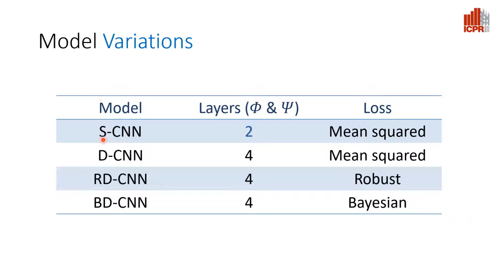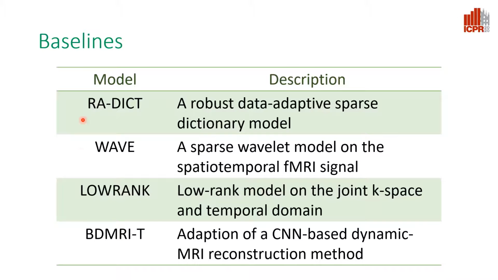We use four variations. First is SCNN, or the shallow CNN, which has two layers in both phi and psi and uses mean square error. DCNN, or the deep CNN, has 4 layers instead of 2. RDCNN, or the robust deep CNN, is deep but uses robust loss. Similarly, Bayesian deep CNN, or the BDCNN, uses the Bayesian loss. We also have 4 baselines.